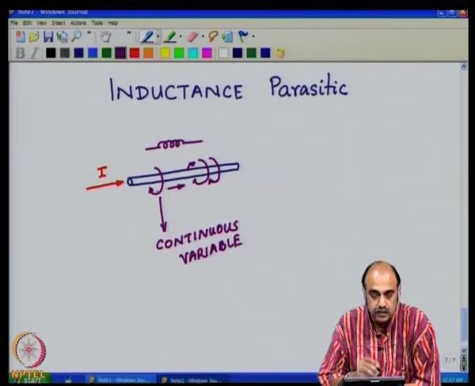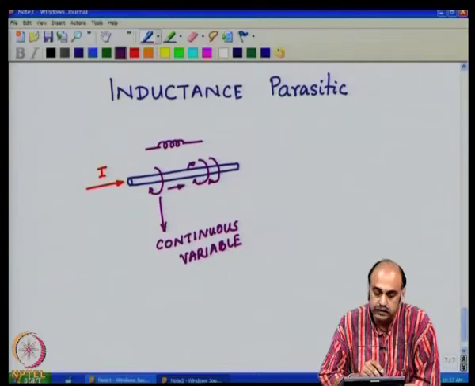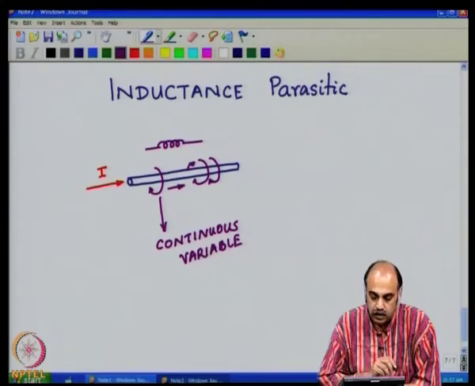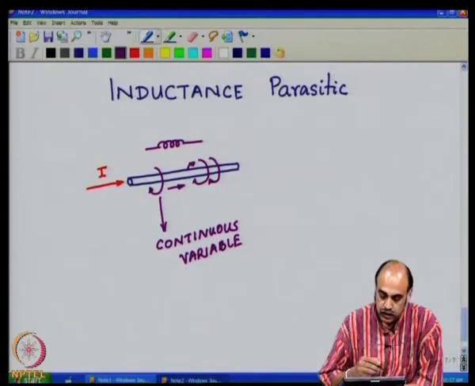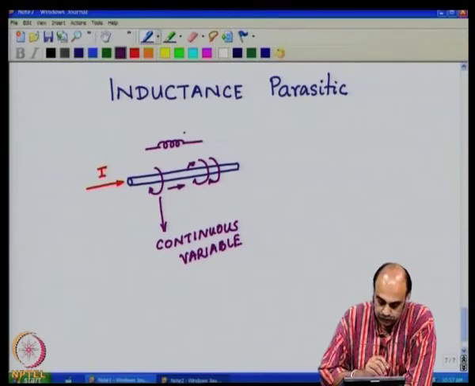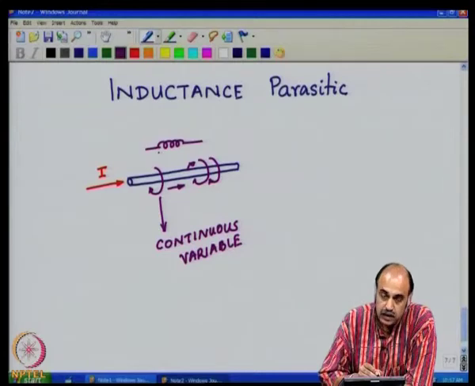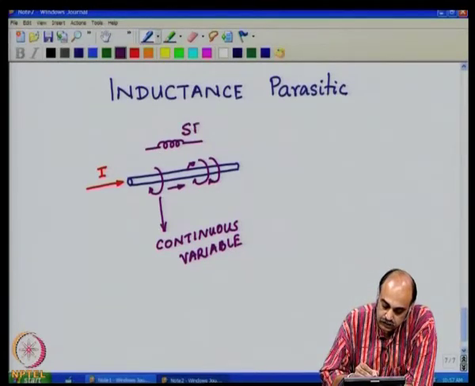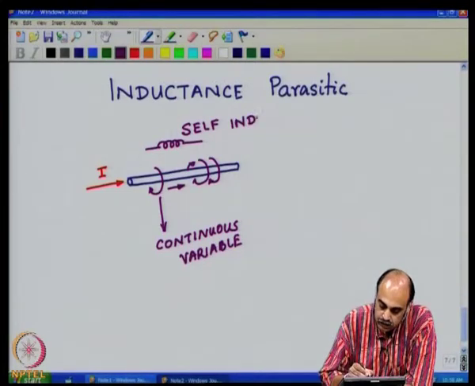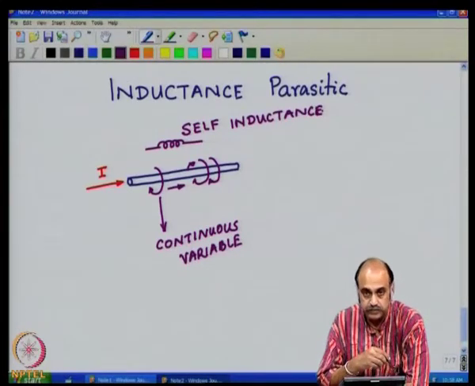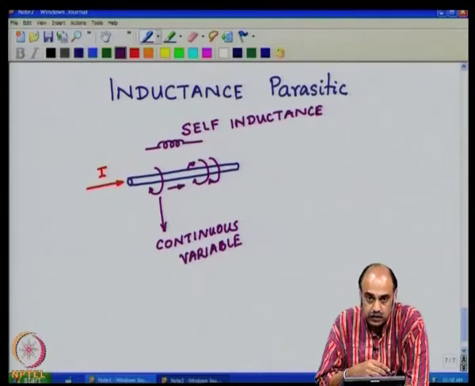And equivalently, when we say that any flow of current sets up a flux around the conductor, there is some energy which is stored, and that energy is a continuous variable. So, you cannot immediately remove it or immediately put energy into it. So, there is some dynamics involved. Now, this is called the self inductance of the conductor. This is one such issue that you will come across.